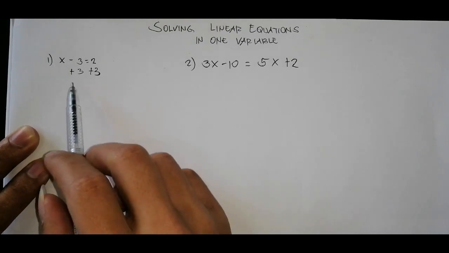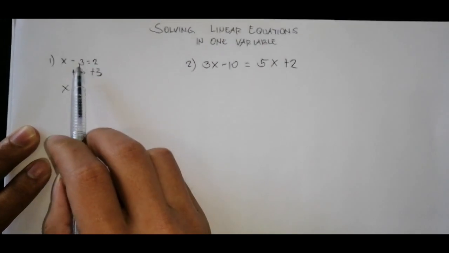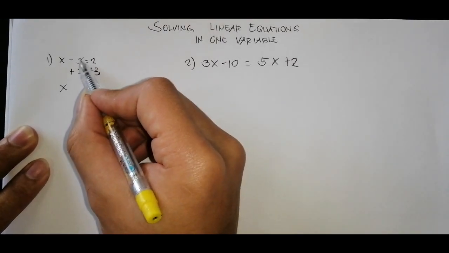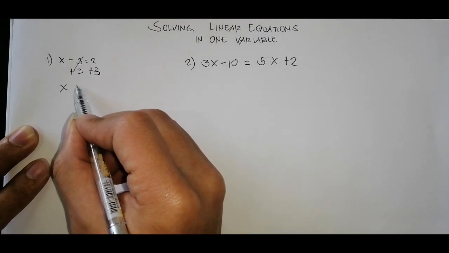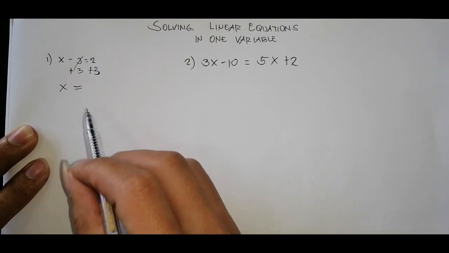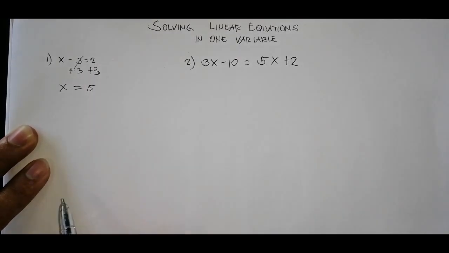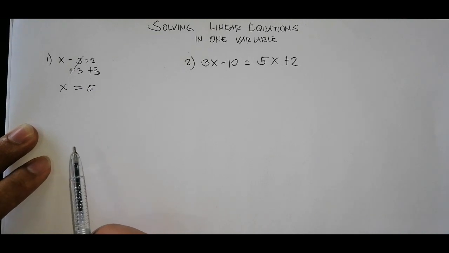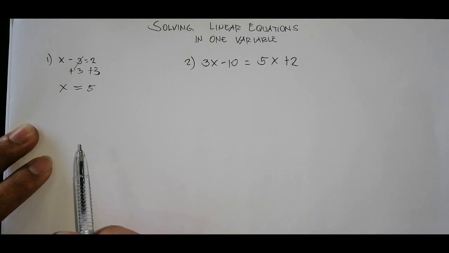So now we have here x, and what is negative 3 plus 3? That would be 0, right? And we don't need to write 0 there, so we'll be having there 2 plus 3, that would be 5. So meaning x minus 3 equal to 2, the value that would satisfy the given equation is 5.